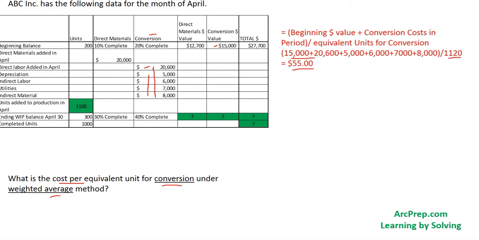One thing to note again is we are using the beginning dollar value of working process inventory, the beginning balance. And I'm adding all the transfers in, direct labor plus all the manufacturing overhead that I'm incurring, and then dividing it by the equivalent units I calculated for conversion.